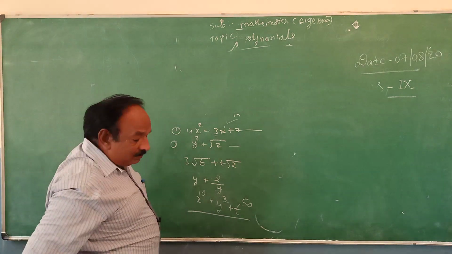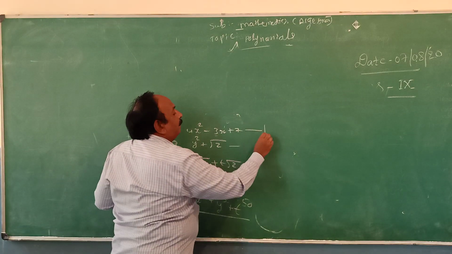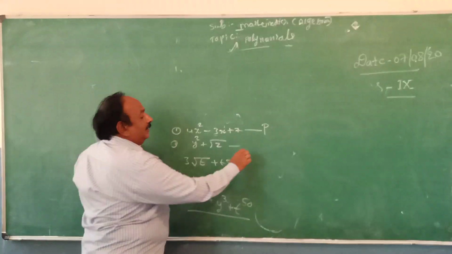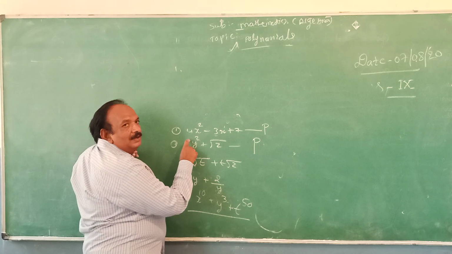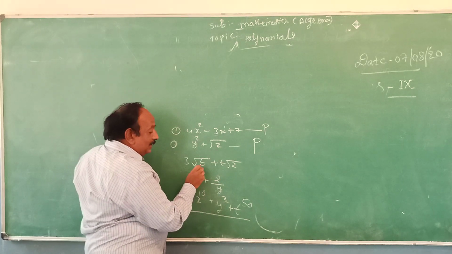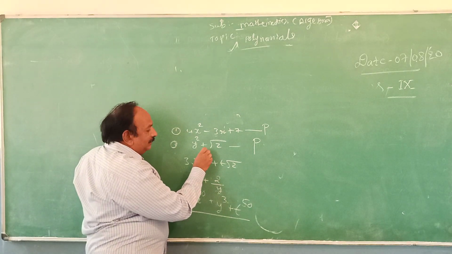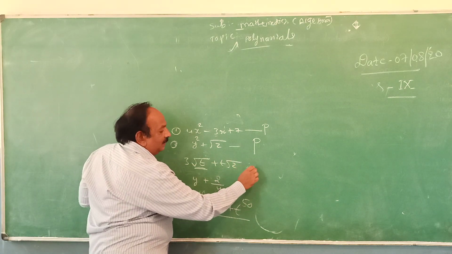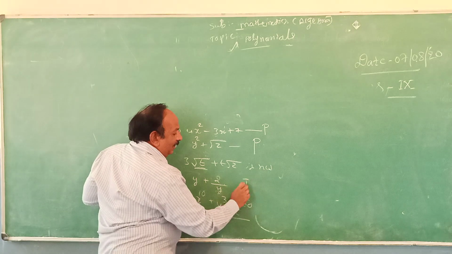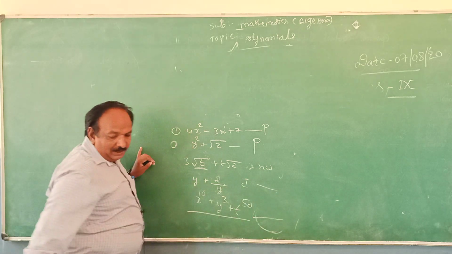Take down the first one. First one is a polynomial. Second one is a polynomial, because the variable exponent is a whole number. Here the variable exponent is a fraction. t to the power of 1 by 2 is not a polynomial. Is not a polynomial. Is a polynomial.